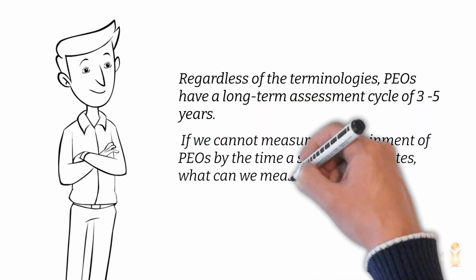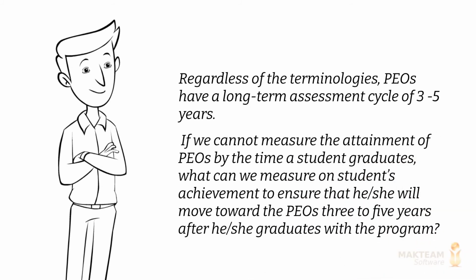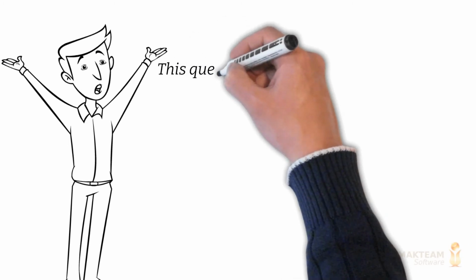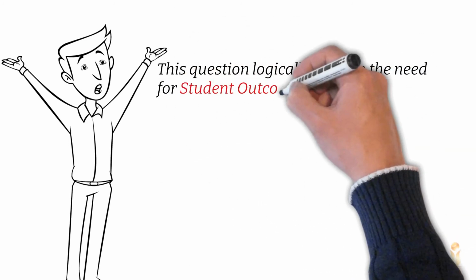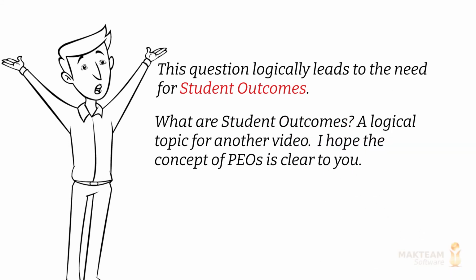If we cannot measure the attainment of PEOs by the time a student graduates, what can we measure on students' achievement to ensure that he or she will move toward the PEOs 3 to 5 years after he or she graduates with the program? This question logically leads to the need for student outcomes. What are student outcomes? A logical topic for another video. I hope the concept of PEOs is clear to you.